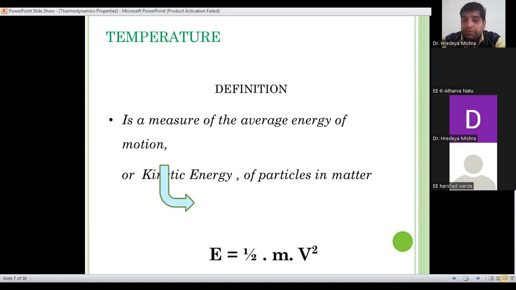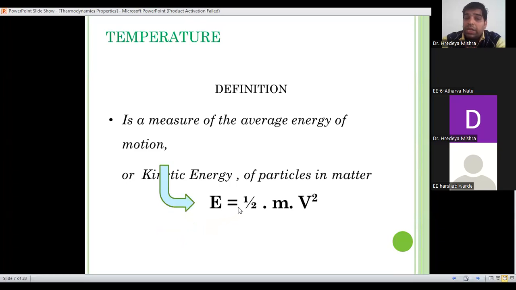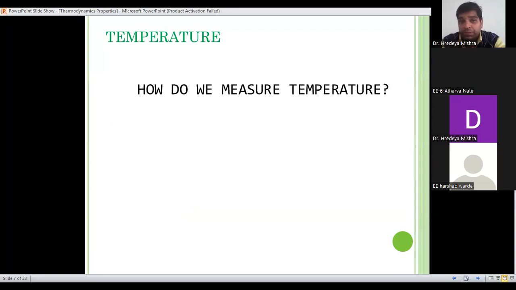You see here, E equal to 1 by 2 mv square. This is the formula for the kinetic energy of any body, where m is the mass of the body and v is the velocity of the body.